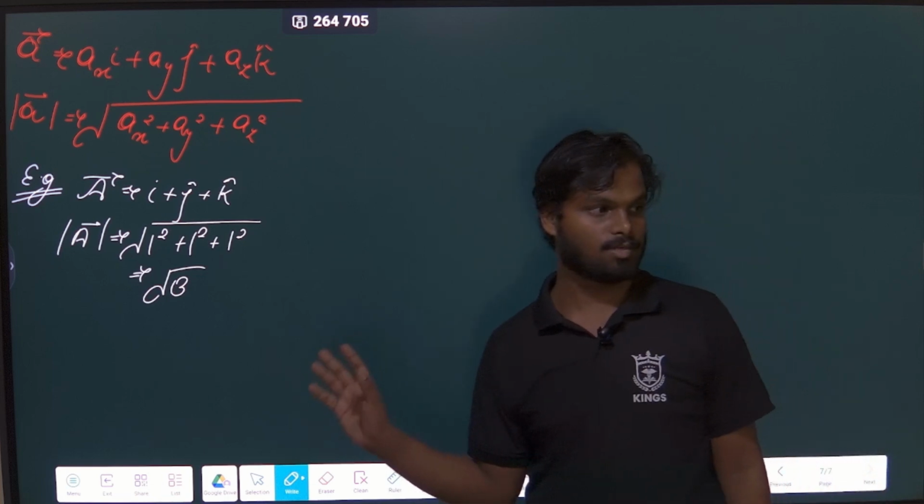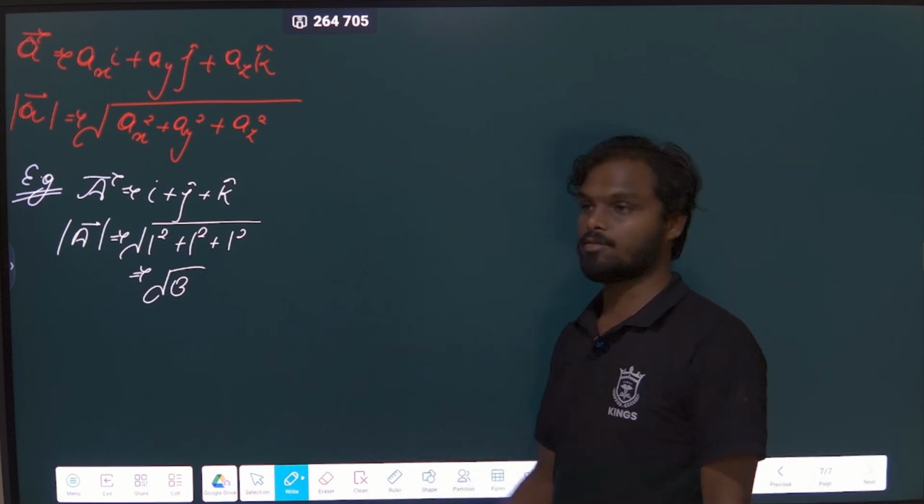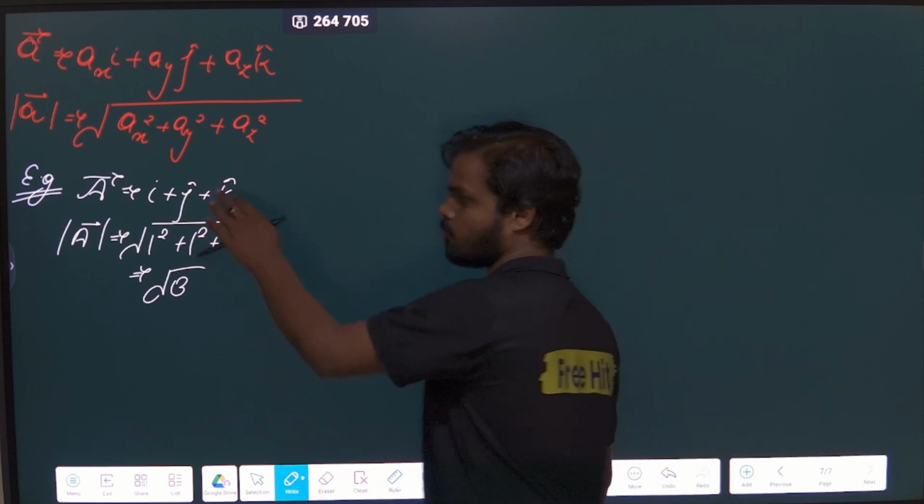Magnitude of this vector. Clear? How to calculate the magnitude? This magnitude will be root 3. Clear? You just have to do the normal squares.